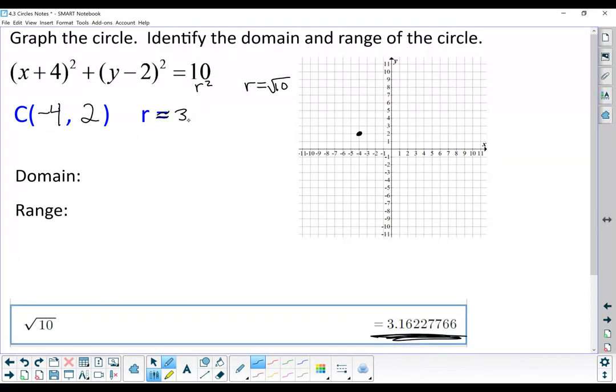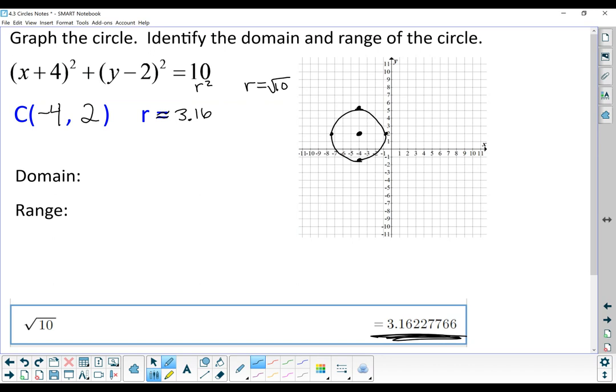3.16 or 3.2. So just a little bit larger than 3. So when I count it out, I'm just going to kind of go a little bit past the 3. 1, 2, 3 up here, back 3, and down 3. A little bit past 3. So here's my circle.